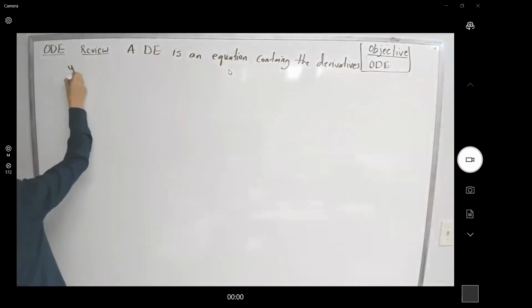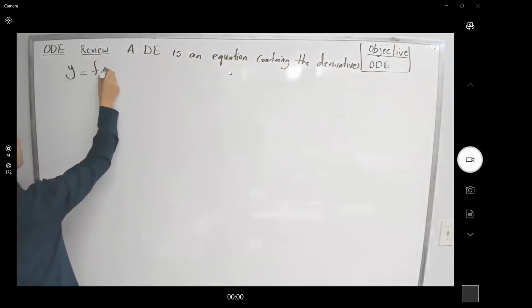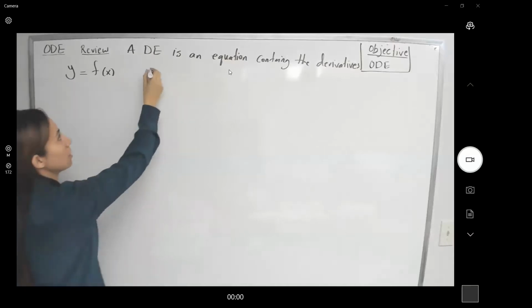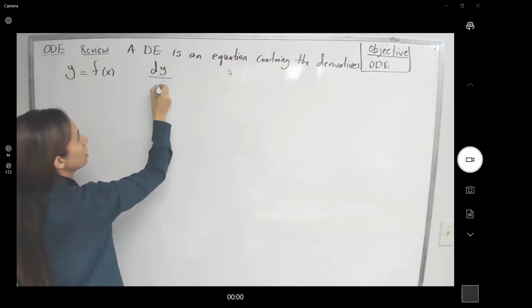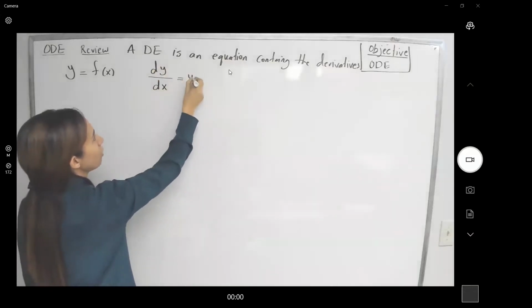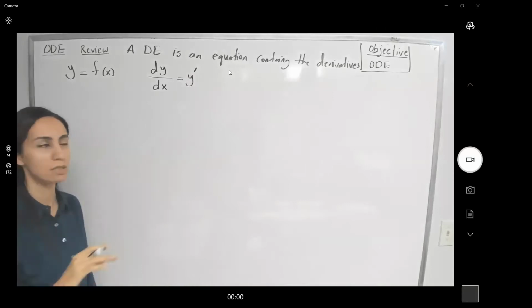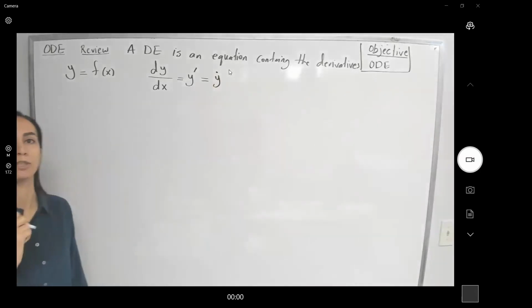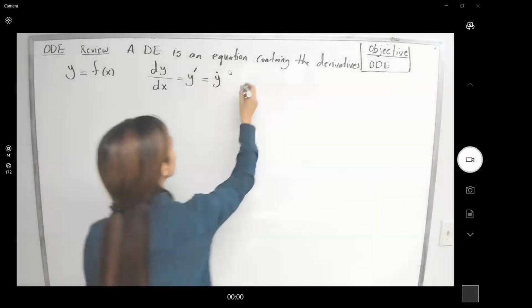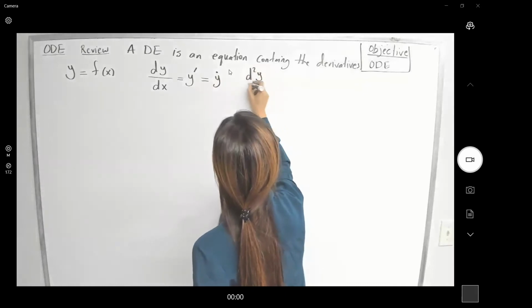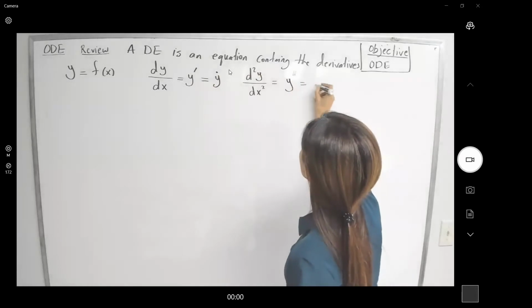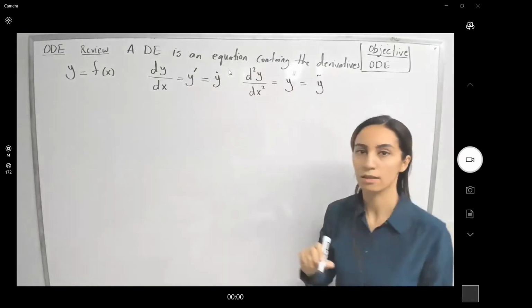So if you have y equals f of x, in this case x is the independent variable and y depends on x. Remember that we defined the derivative of this function, dy over dx, as y prime. If you open different calculus books, you might see this y prime is also represented by y with a dot on top of it. The second derivative of y with respect to x squared is y double prime, with two dots on top of it.